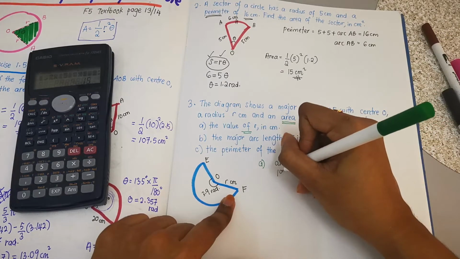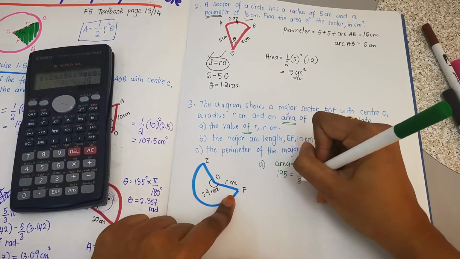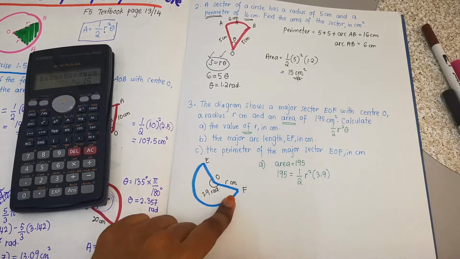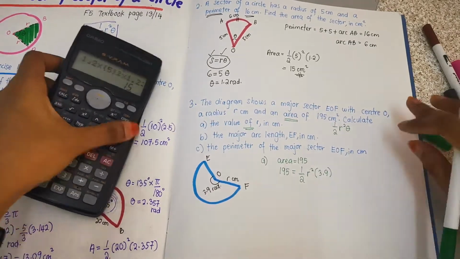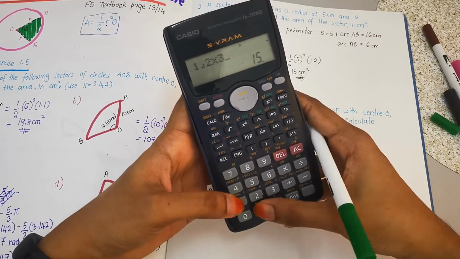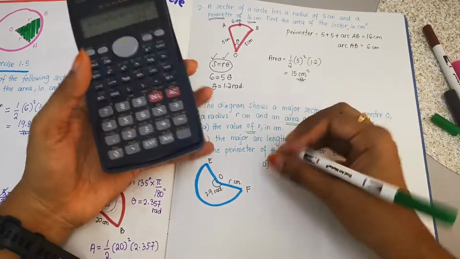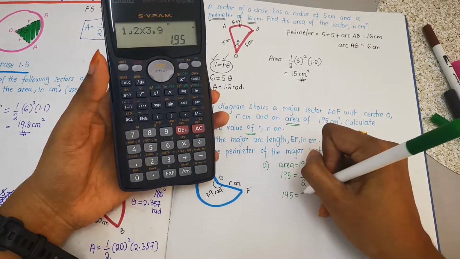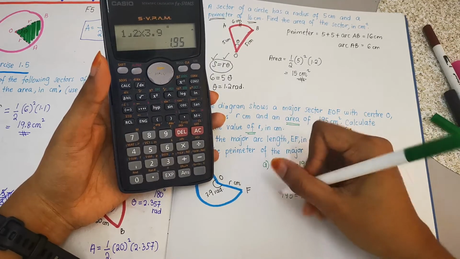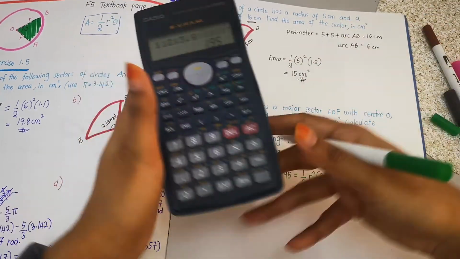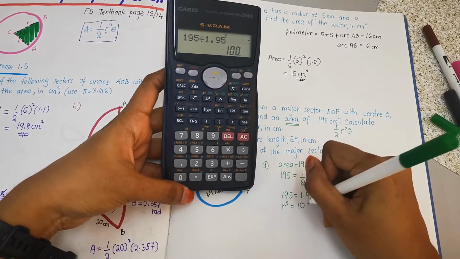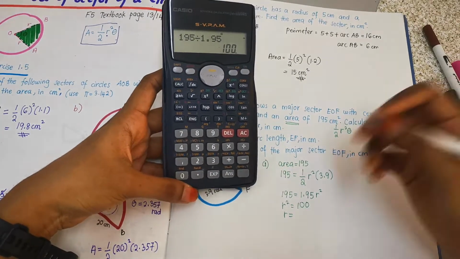195 equals 1/2 r square theta, and theta is 3.9. We're just going to take 1/2 times 3.9, and we get 1.95. So 195 equals 1.95 r square. How to find r square? Bring the 1.95 over to the left hand side. So 195 divided by 1.95, we get 100. So what is r? Square root of 100.